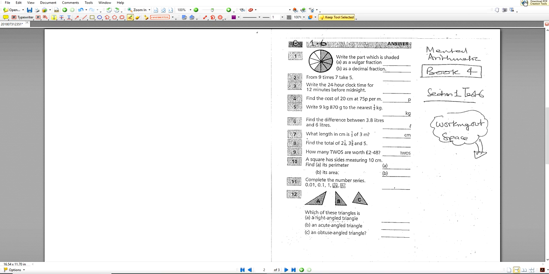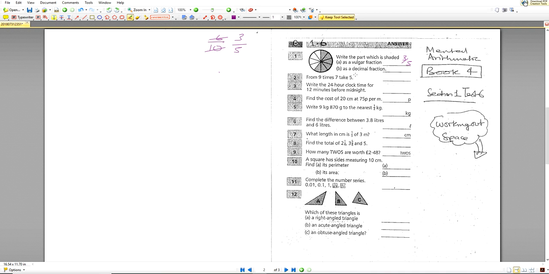So question number 1, write the part which is shaded as a vulgar fraction. Now, first of all, let's have a look how many pieces we have. We have 1, 2, 3, 4, 5. We have another 5. Let's say we have 10 pieces. And out of the 10 pieces, we have 6 which are shaded. Now, if we cancel that down, divide that by 2, divide that by 2. And that will give us our vulgar fraction.